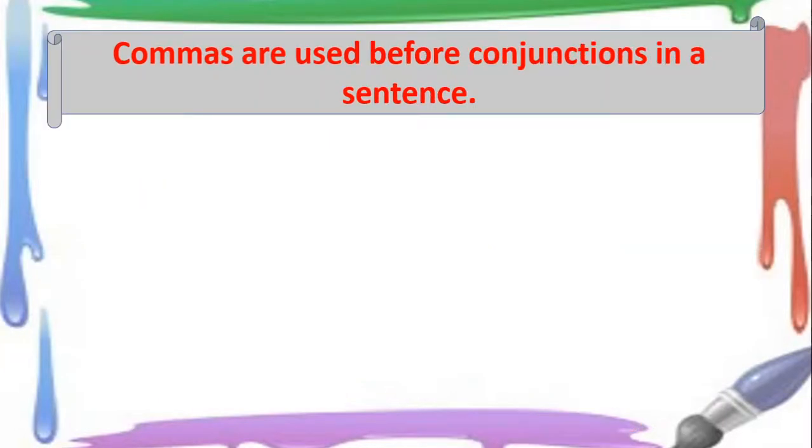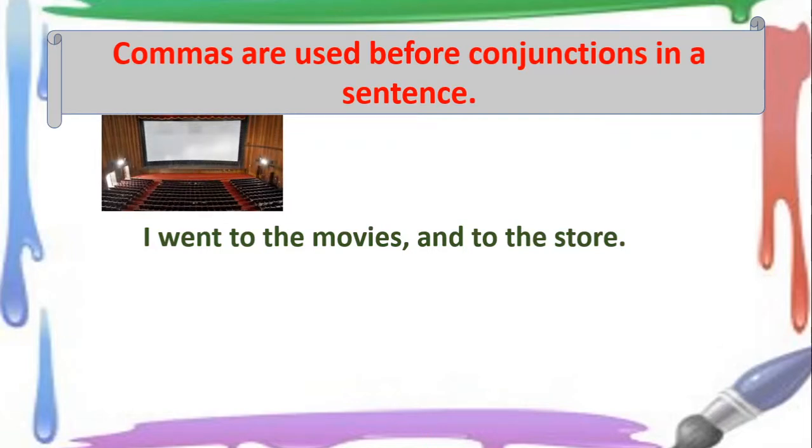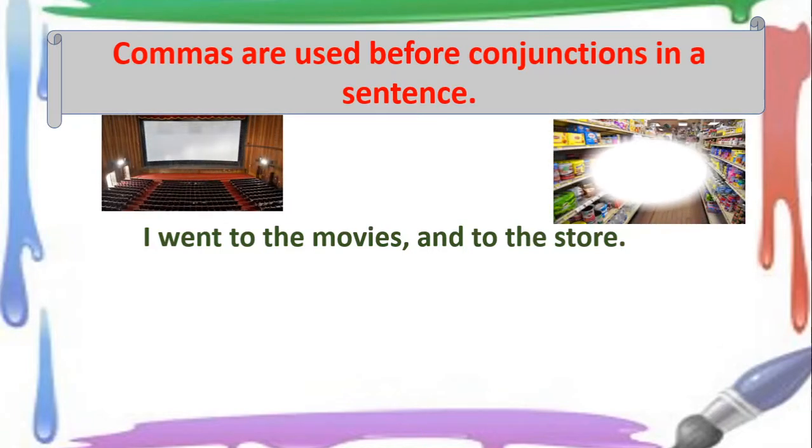Commas are also used before conjunctions in a sentence. Conjunction. Which is a conjunction here? It is "and". So, I went to the movies and I went to the store. A conjunction is used to join two sentences together. So, I went to the movies, comma, and to the store. Okay, so I've used the conjunction "and" here today.